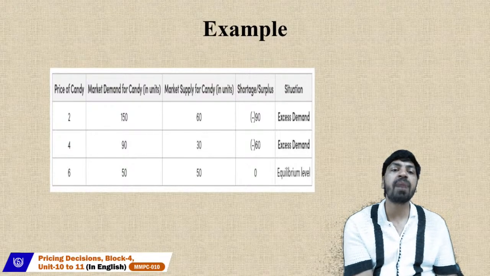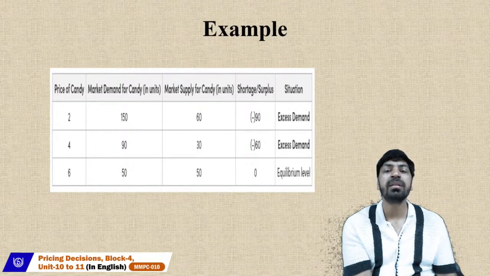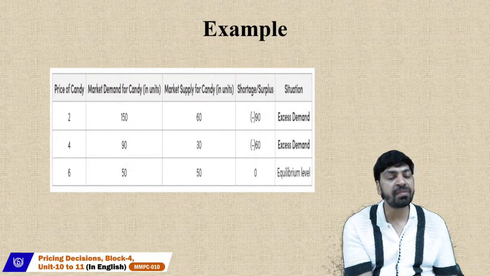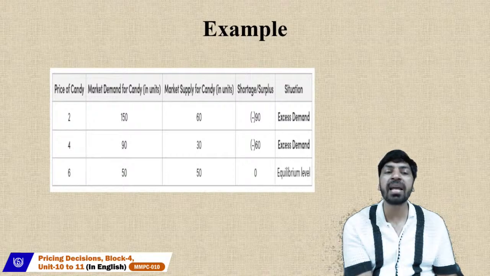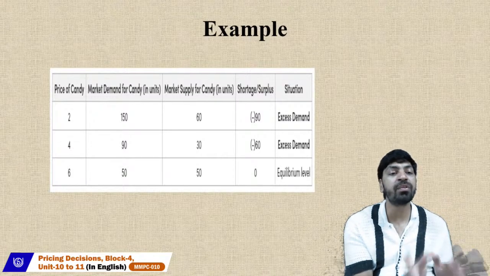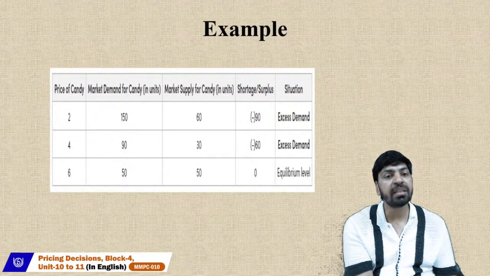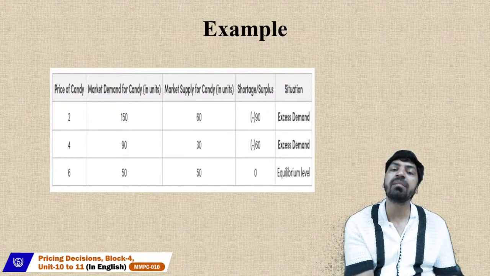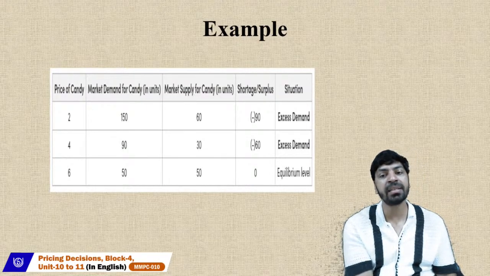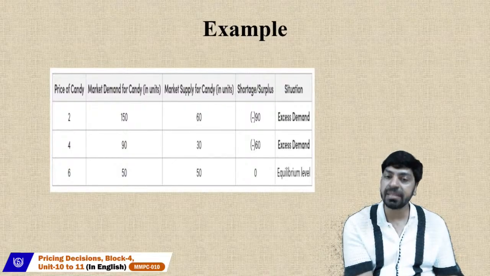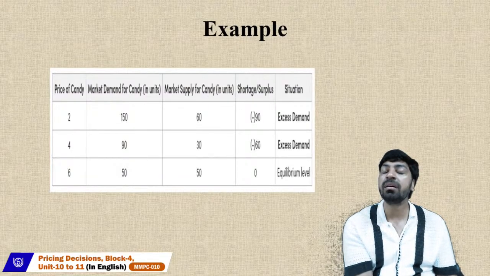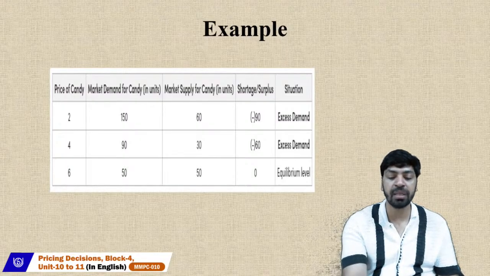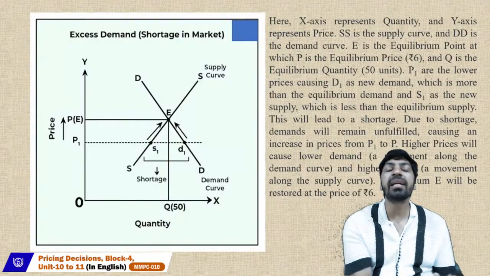As we can see, the market demand is more than the supply, so there is excess demand. In the second case, at the price of rupees 4 for candy, the market demand is also more than the market supply. We can call it an excess demand by 60. You can see a shortage of 60, or a shortage of 90 as well. So this is a diagram which has been shown for excess demand.